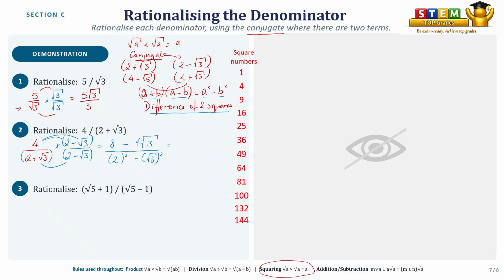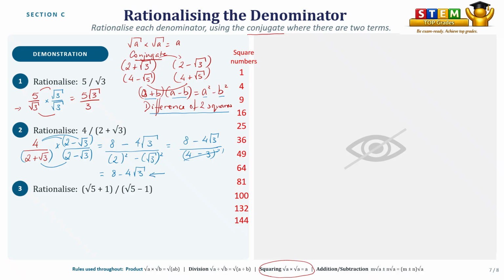And I'm going to carry on that side. So I'm going to write 8 take away 4 root 3 divided by 4 minus 3, which gives us 1, and therefore the answer is just simply 8 minus 4 root 3. Here we go, that's the answer.